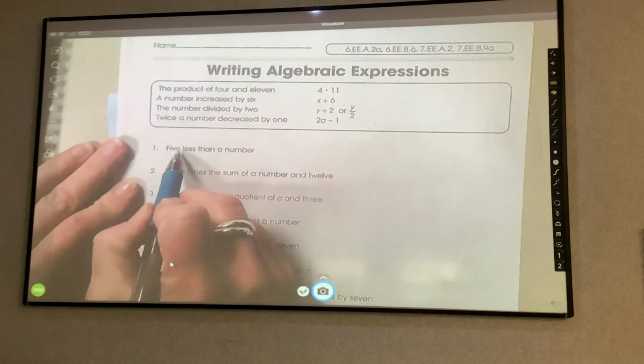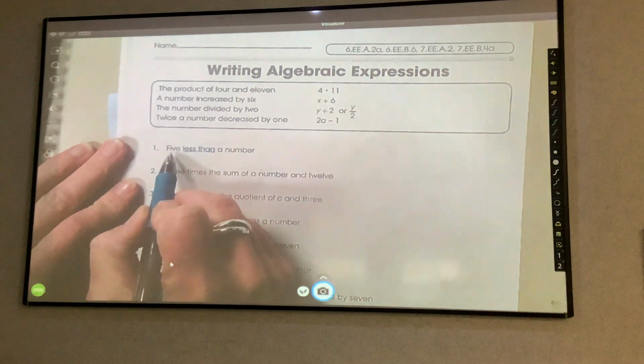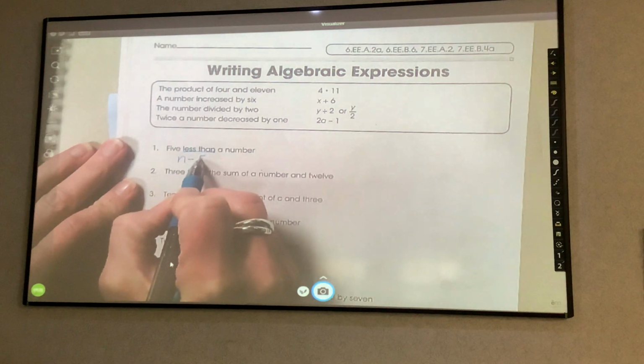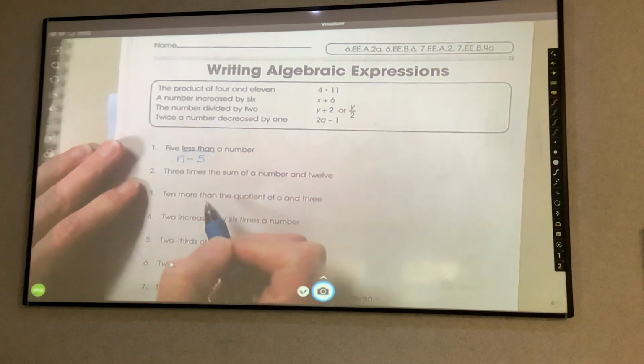So if I have 5 less than a number, because it says less than, you'll have a number minus 5, because it says 5 less than a number.